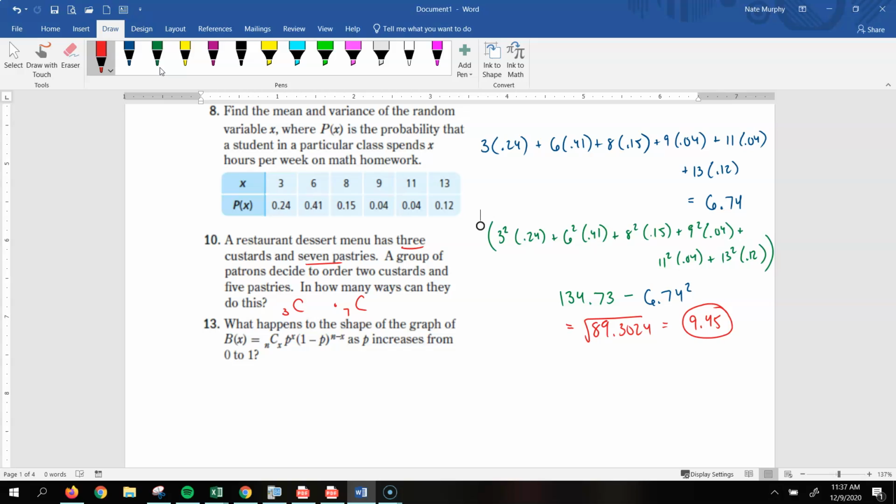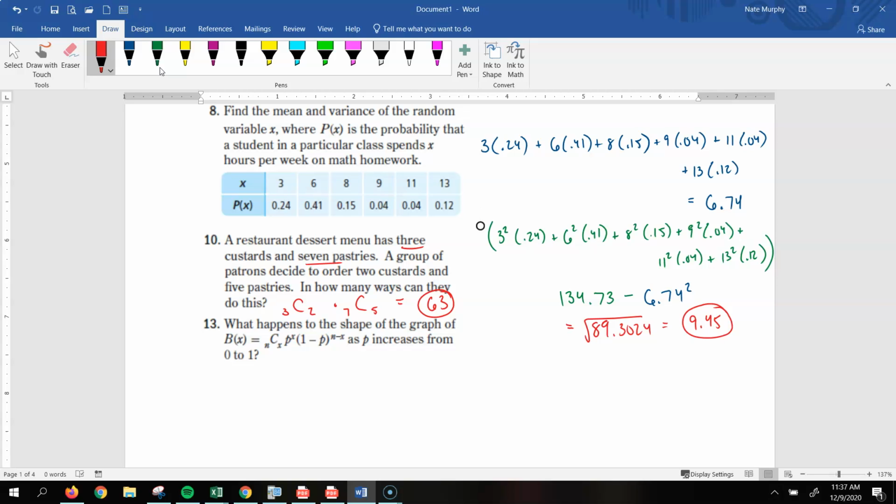Okay, so we're going to have the first one represent the custards. The second number there is going to represent the pastries. And a group of patrons decided to order 2 custards. So there's 3, and they're going to order 2 of them. And there's 7 pastries, and they're going to order 5 of those. So what we're going to do is just multiply those together. When you do that, you get an answer of 63.